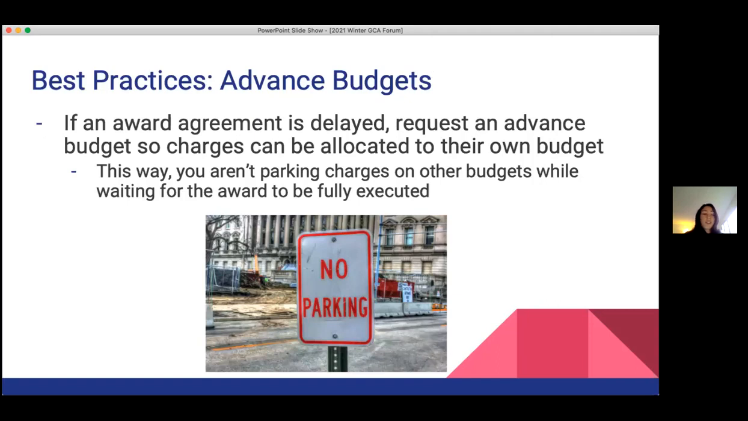And then one more suggestion we have is that if you don't have your fully executed award yet, but the award's starting soon or just started, we suggest requesting an advanced budget so you can post the charges on their own budget as opposed to parking them elsewhere and having to do mass transfers later.